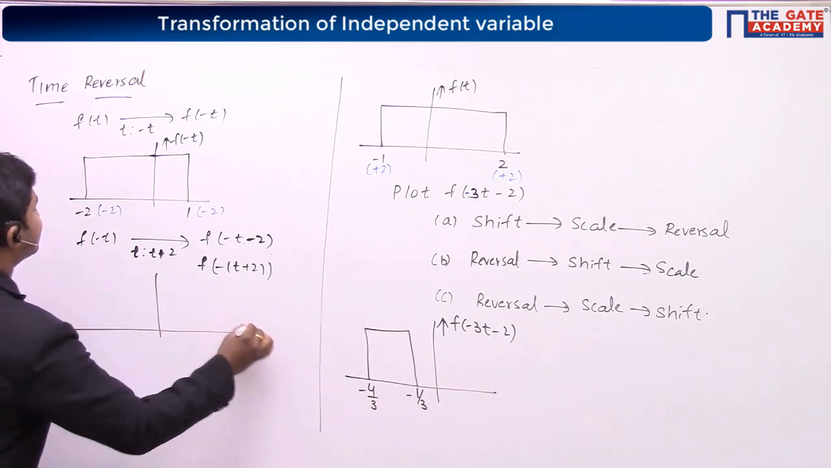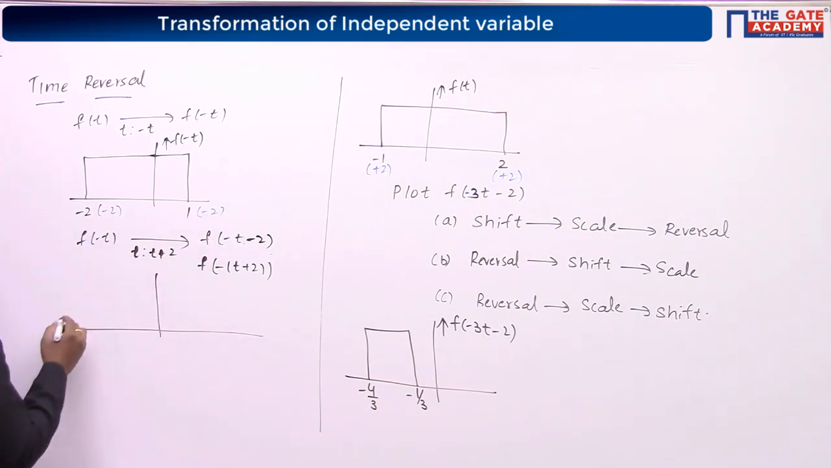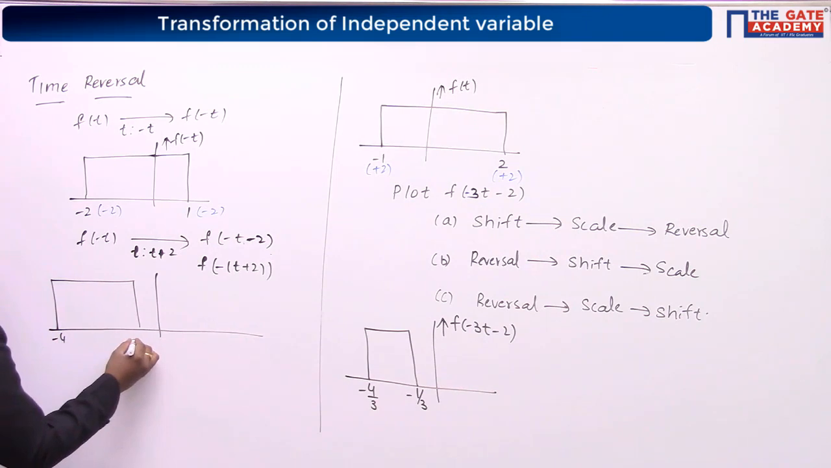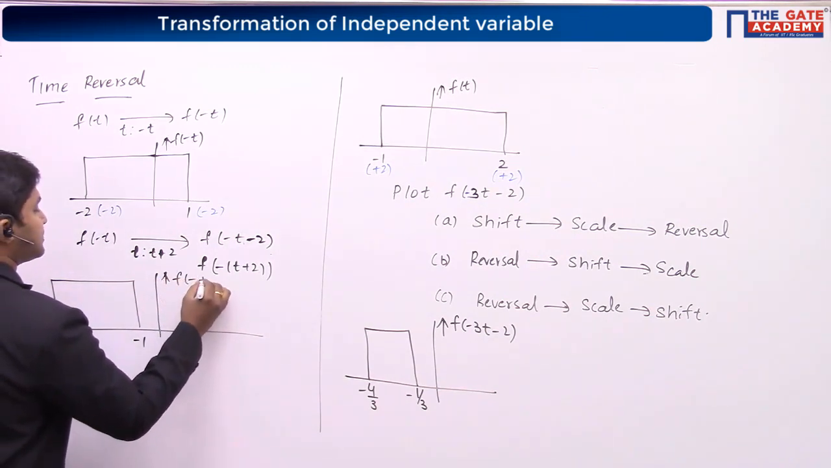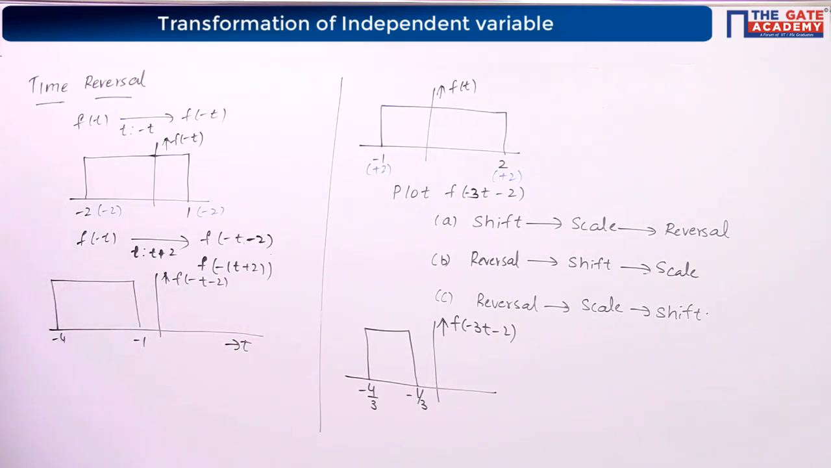So if I subtract time, then it is going to be from minus 4 to the value of minus 1. Minus 4 to minus 1. So this is what we call as f of minus t minus 2.